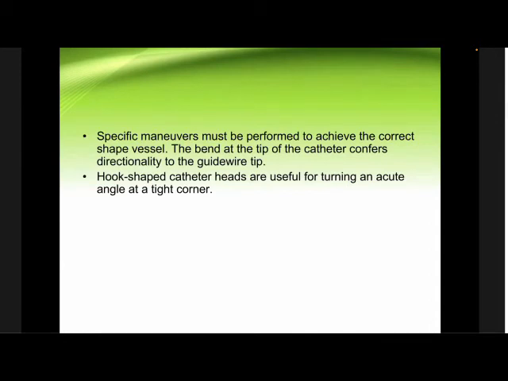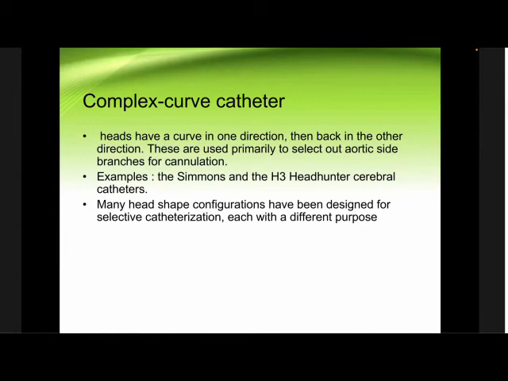These maneuvers must be performed to achieve the correct shape in the vessels. The bend at the tip of the catheter confers directionality to the guide wire tip. The hook-shaped catheter heads are also used for turning an acute angle at a tight corner. These complex curve catheters usually have a curve in one direction, then a curve back in the other direction. These are selectively used to select the aortic branches for cannulation. Examples include Simmons and Headhunter cerebral catheters.